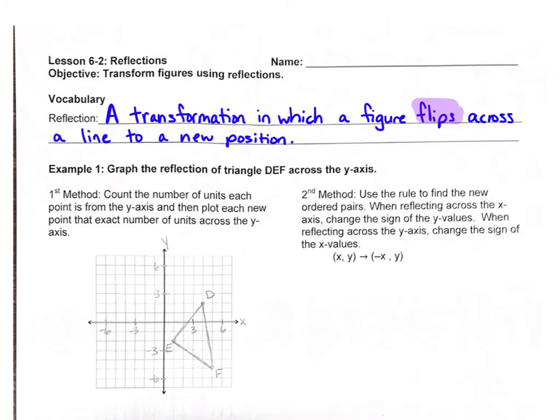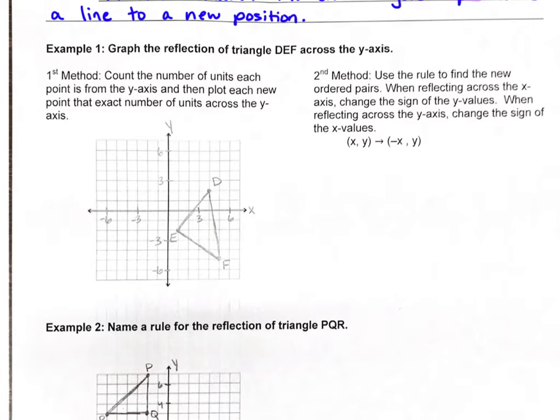It's a flip. For example 1, we're going to graph the reflection of triangle DEF across the y-axis. That would be called the line of reflection. We can try two different methods. The first one we're going to do is actually graphing on a coordinate plane. We'll just count the number of units each point is from the y-axis and then plot each new point that exact number of units across the y-axis. So keep in mind, this is our line of reflection. It's going across the y-axis, so it's going to flip to the other side of this y-axis.